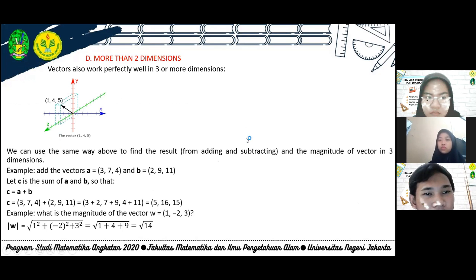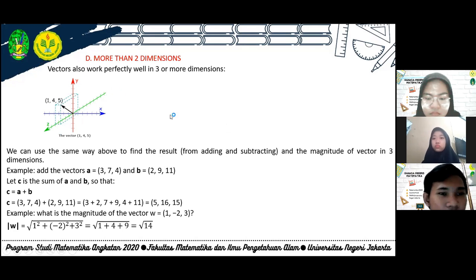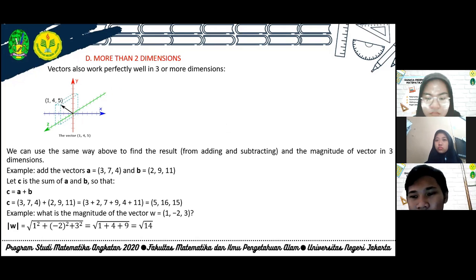What if there are more than 2 dimensions? Vectors also work perfectly well in 3 or more dimensions. You can see this picture. We can use the same way as above to find the result from adding and subtracting, and the magnitude of a vector in 3 dimensions.